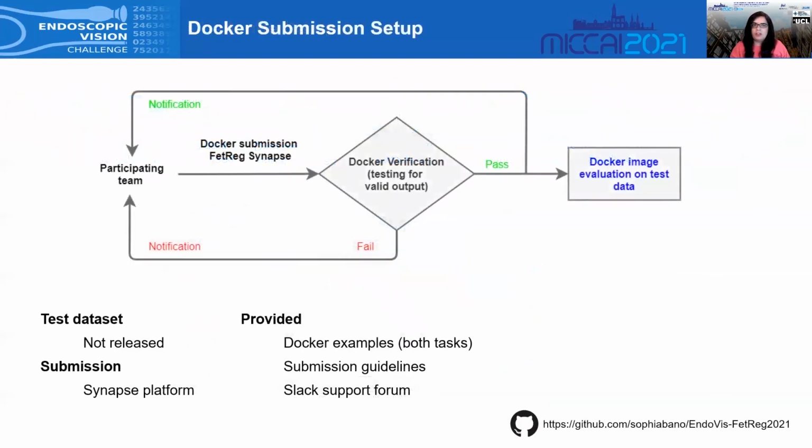Let's quickly talk about the Docker submission setup. As I mentioned before, the test dataset was not released to the participants. The submission was through the Synapse platform. We provided the participants with Docker examples for both tasks, and also we provided them with submission guidelines, and we set up a Slack support forum where they can easily approach us for any queries.